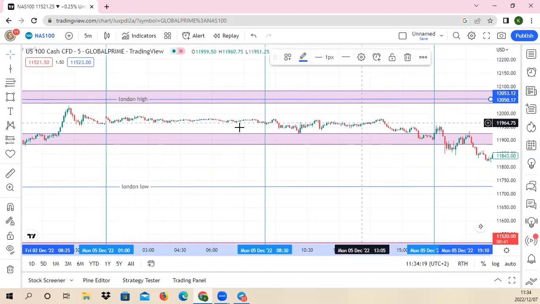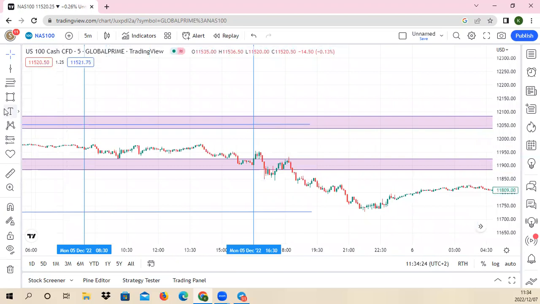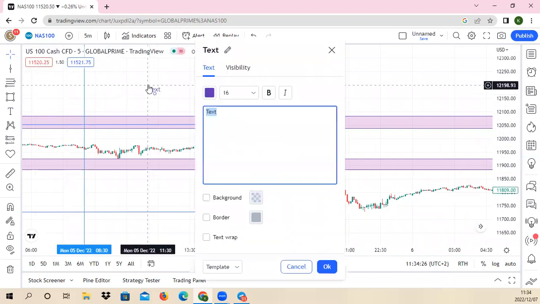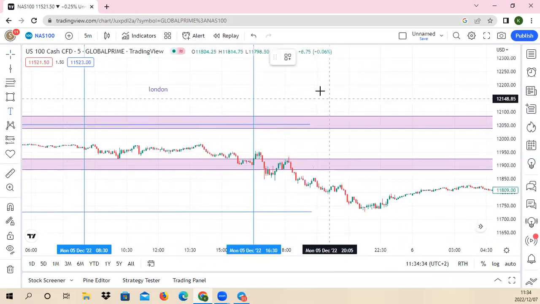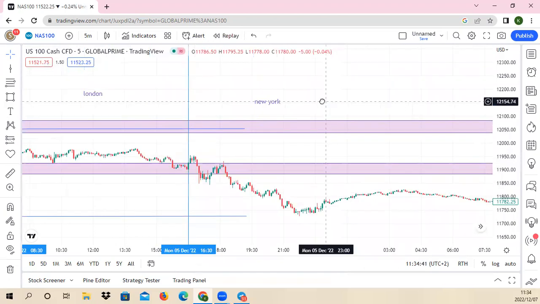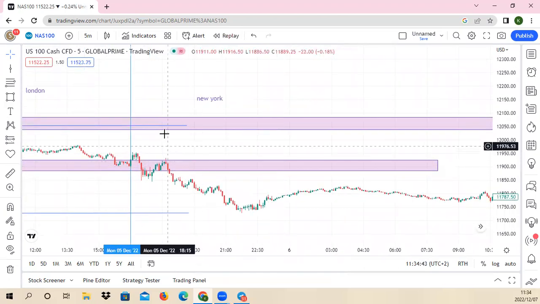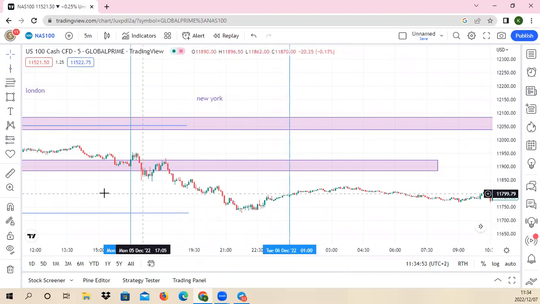Okay, so stretch it there. So it would have been an Asian, would have been the London, and then the New York. It would have been still New York, and then would have closed in New York around 1.